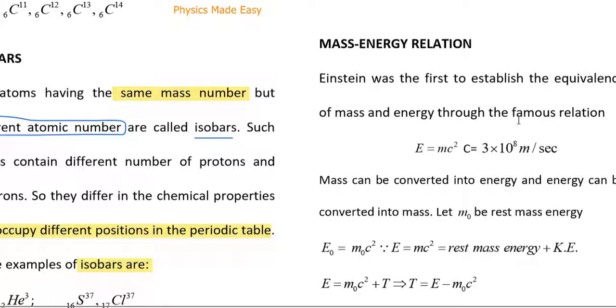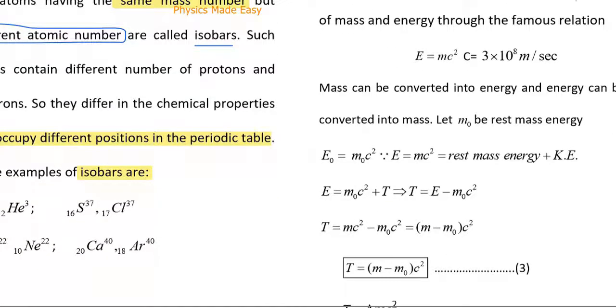And then the famous mass energy relationship. Einstein was the first to establish the equivalence of mass and energy through the famous mass energy relationship, E is equal to mc square, where c is the velocity of light. So this relationship is known for the fact that mass can be converted into energy and energy can be converted into mass. And mass and energy are equivalent.